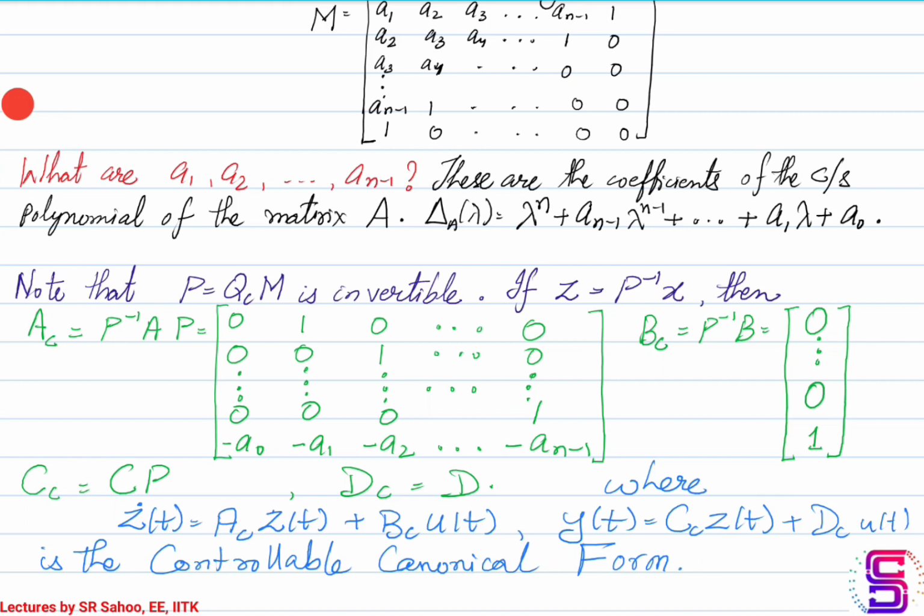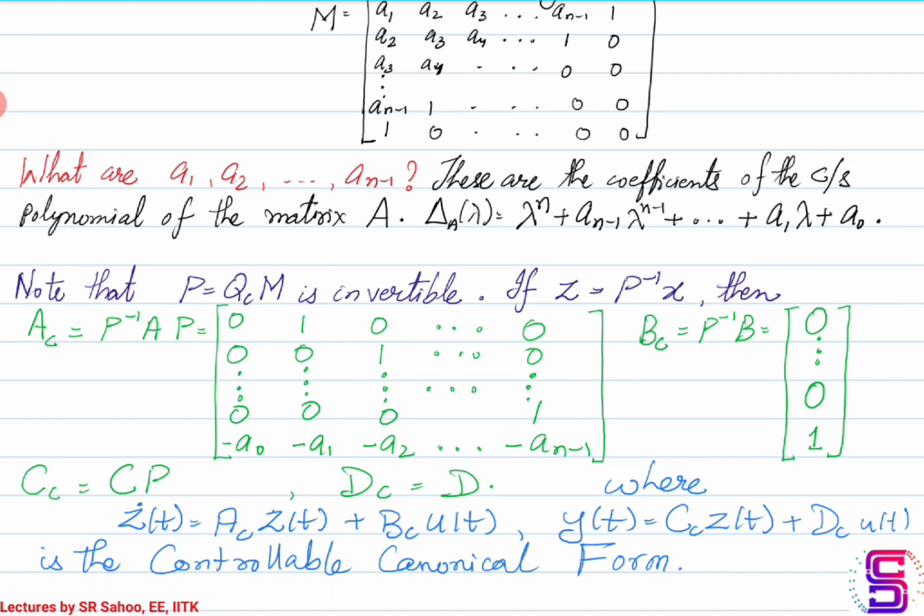Here z dot, as we had P inverse AP, I am replacing P inverse AP with AC, P inverse B with BC, CP with CC, and D with DC. So this is what we have. This form of state space representation for a linear time invariant system, and we are considering a system with one input, is known as the controllable canonical form. So if you are already given a controllable canonical form representation of a linear time invariant system, that indicates that the system is controllable.